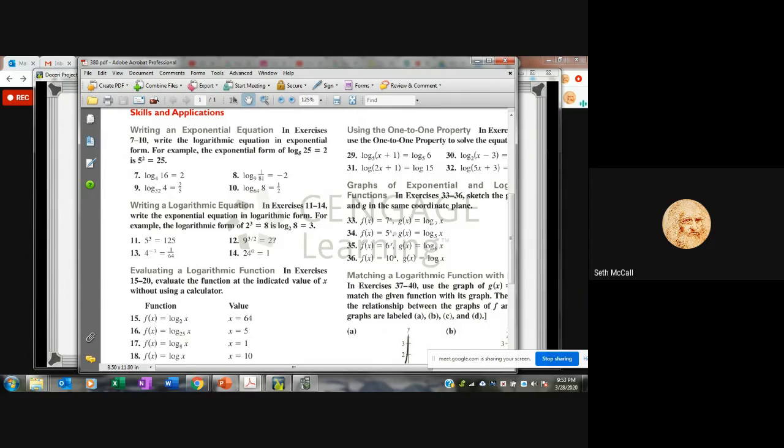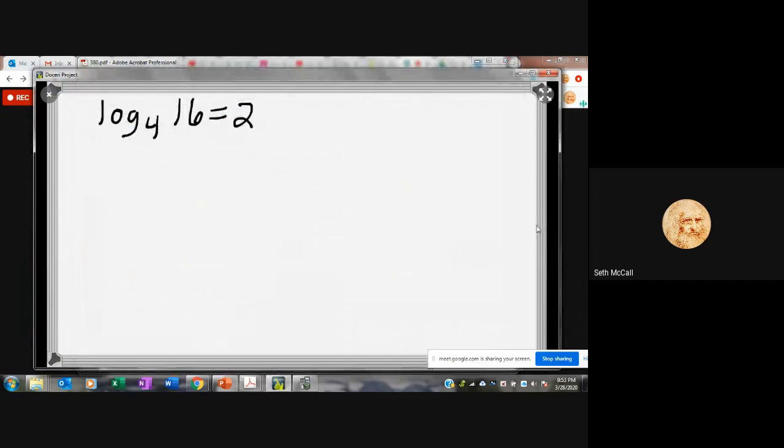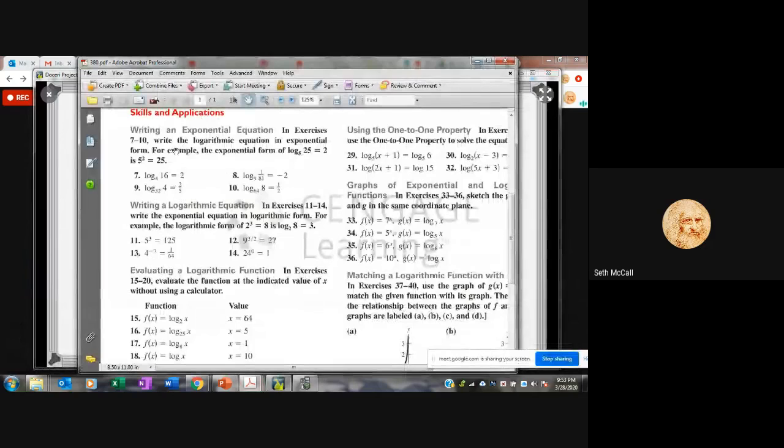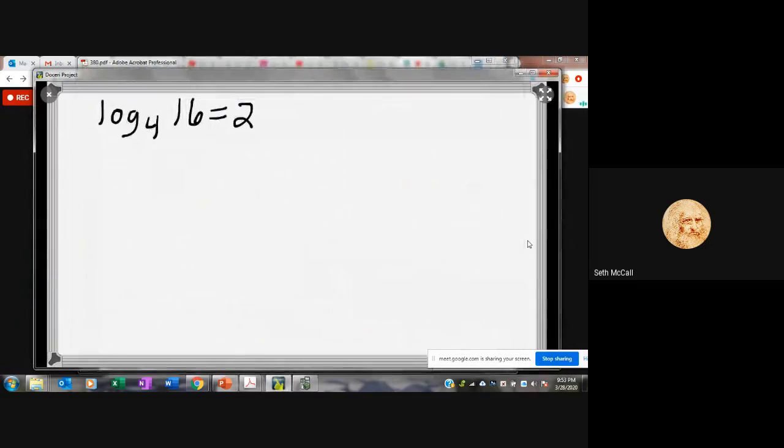So the first problem I had asked you to try was log base 4 of 16 equals 2. So you can see I wrote that right here. Now, the first four problems that I wanted you to work on were problems where you had to take them from logarithmic form and simply put them into exponential form, which is what the directions say. Write the logarithmic equation in exponential form, and it gives you an example right here to follow. So let's take this one.